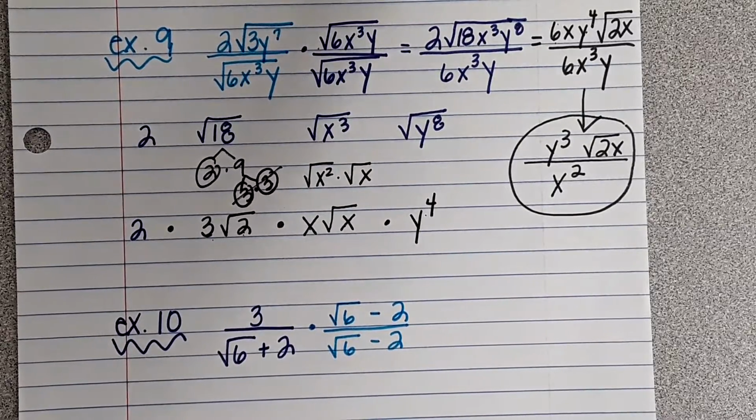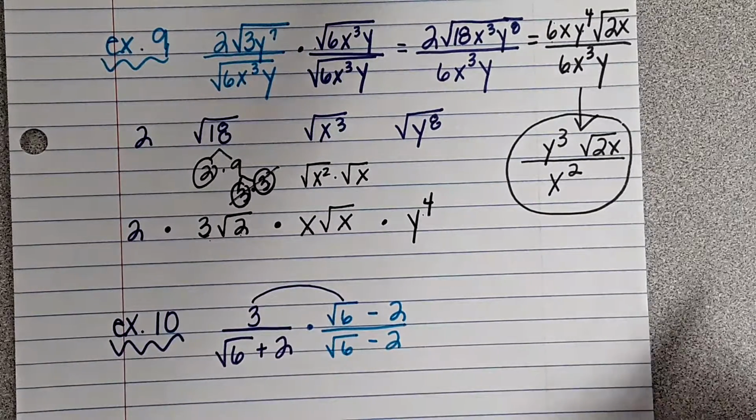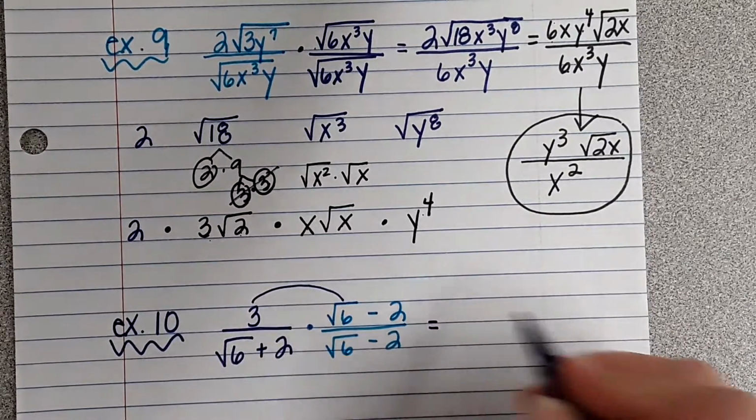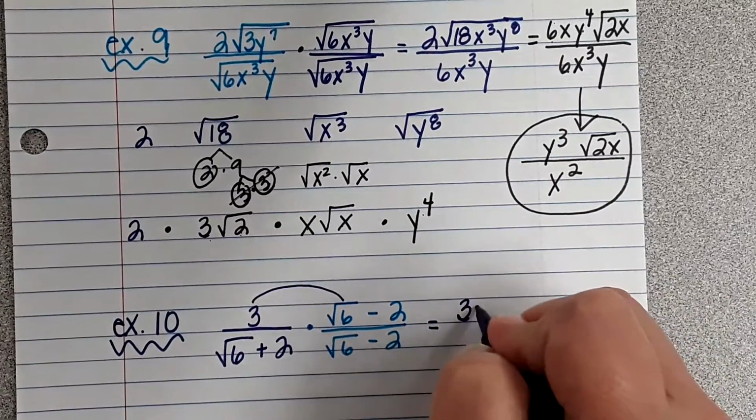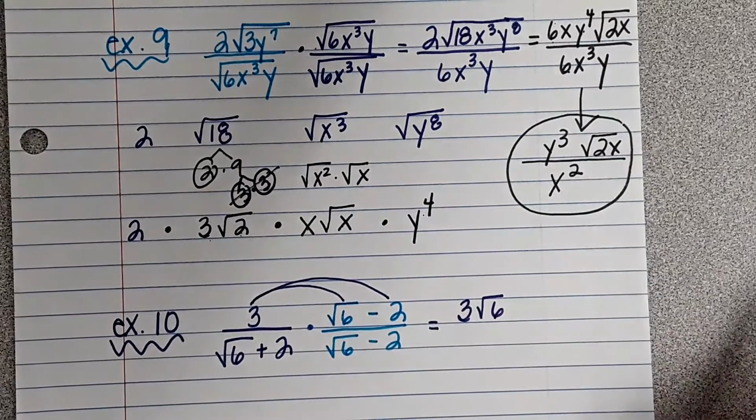Okay. This works a little bit different than example 9, but we're still kind of rationalizing the denominator. We're going to distribute. So what is 3 times the square root of 6? 3 times the square root of 6. Yep. And then what is 3 times negative 2? Negative 6.